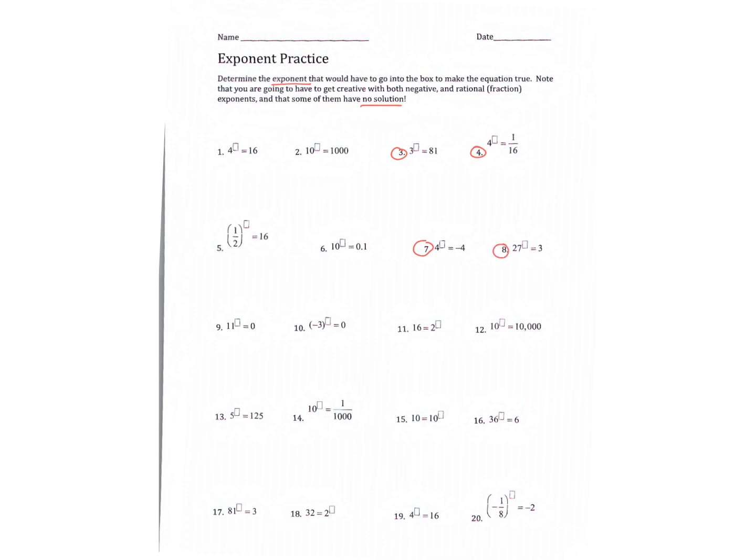So I have a base of 3, and I would like to get an 81, so my number gets bigger. So I think about 3 times itself, how many times would be 81? And so I think about 3 times 3 is 9, times 3 is 27, times 3 is 81. It looks like my missing exponent would be a 4.